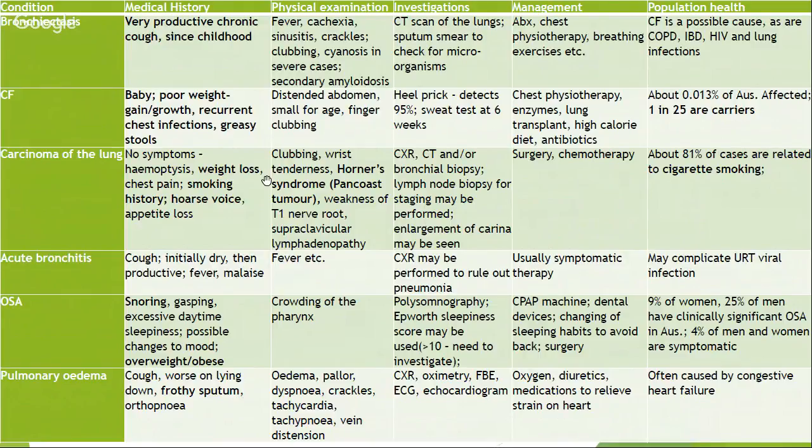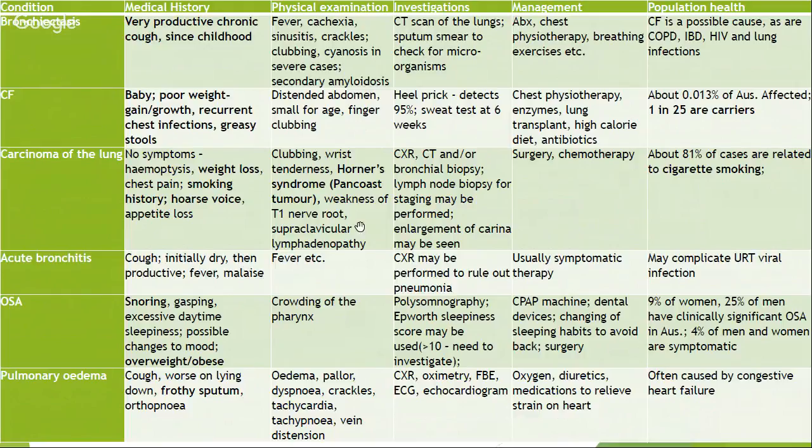So also with lung cancer, you've got things like Horner's syndrome, which is associated with a Pancoast tumour, and that's where you get your signs around the eyes. So ptosis, miosis, and anhidrosis, caused by compression of the sympathetic chain to the head. You also might get weakness of the T1 nerve root, which is what you're testing for in the respiratory exam when you check for wasting of the thenar and hypothenar eminences.